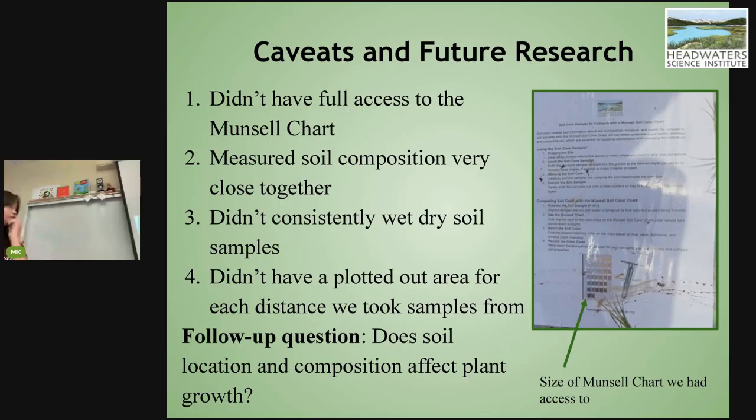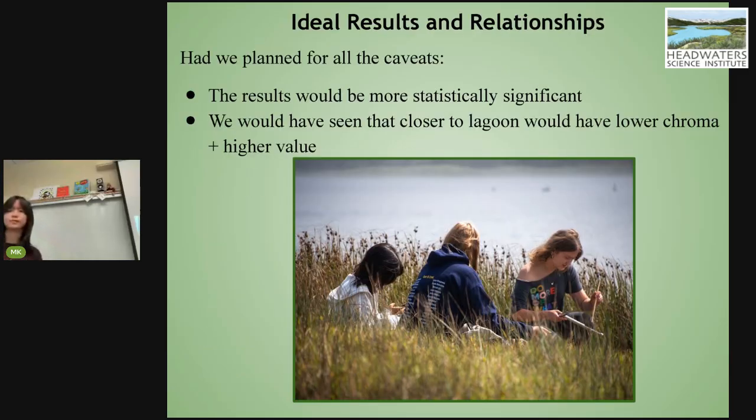To contextualize our research, we came up with a future research follow-up question that connects plant growth and soil. And it's, does soil location and composition affect plant growth? We decided to come up with this question because nutrients in soil have an effect on plant growth, obviously, and we thought it would be interesting to research. Also, we want to note that there's nothing much a land manager could do for this because plants are already used to their environment and it's natural.